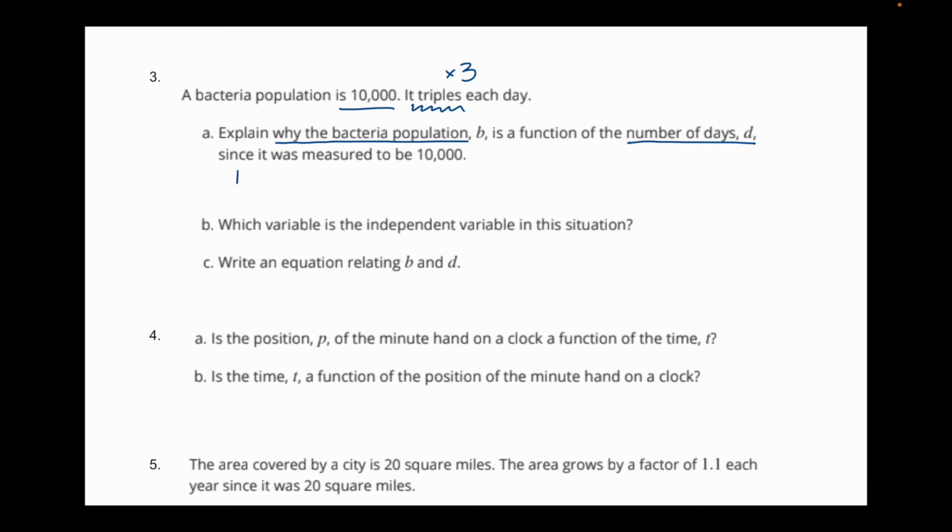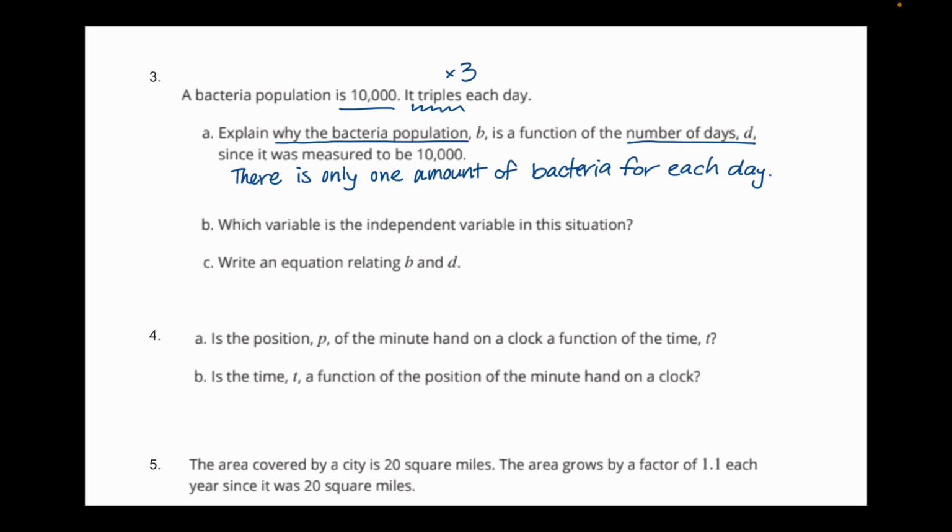So there is only one amount of bacteria for each day. Because they're only going to measure the amount of bacteria at that same time each day. And so they're not going to measure it and be like, whoa, there's 2 different amounts. They would only get 1 for each time that they measured it.